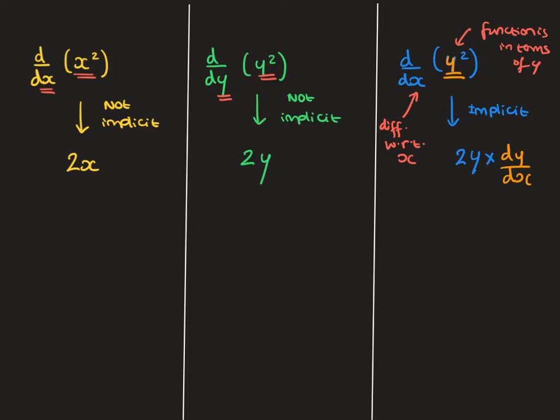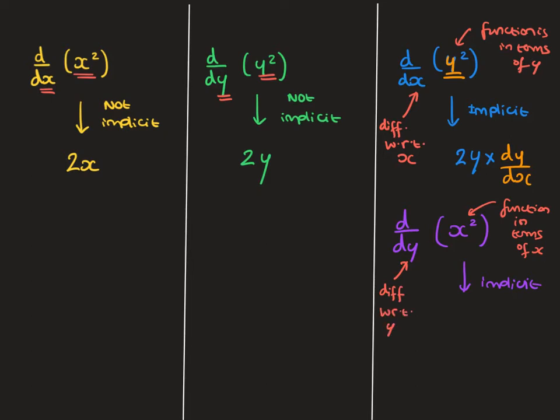Now, would you be able to do this if we reversed it? So what if it was d by dy of x squared? Now that is also implicit. The function is in terms of x, and we're asked to differentiate with respect to y. So what is the outcome? Well, it's a power function with an inner function of x, multiply by the power, reduce the power by 1, so you get down to x, and then what is the derivative of this inner function of x with respect to y? It's dx by dy. So you get a very similar result to previously. So you've got to understand when you're differentiating as normal and what happens if you're differentiating implicitly.